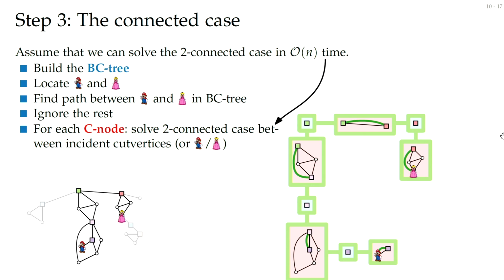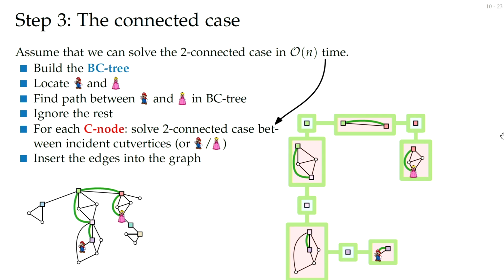And now we want to combine this. So let's just do it the easy way. We just insert the edges the way we've drawn them. So we insert an edge from Mario to the purple. We go backwards, we go from peach to red. Then we go from red to green. Then from green to pink. From pink to purple. And from purple to Mario. And we have a path.